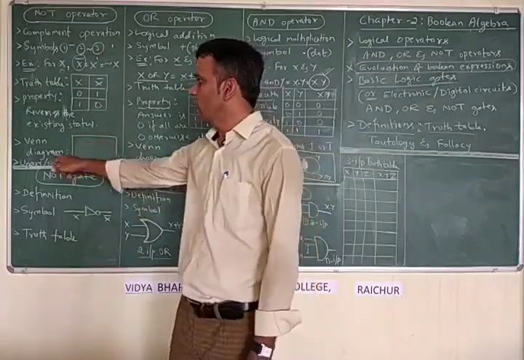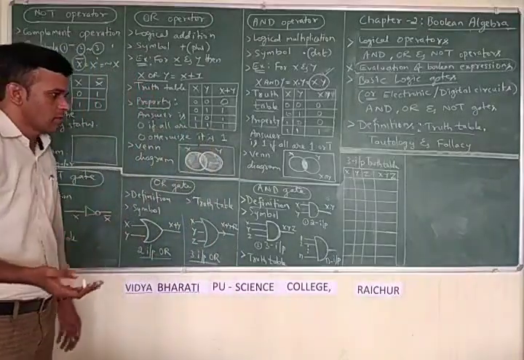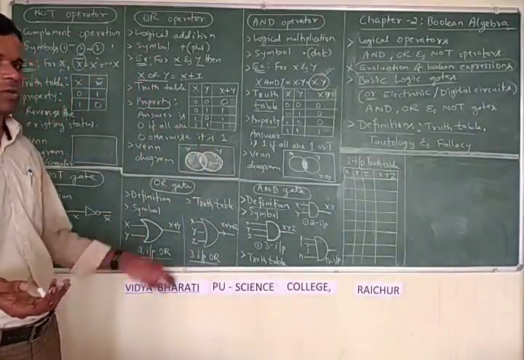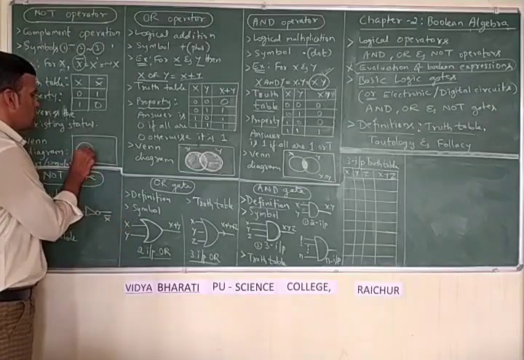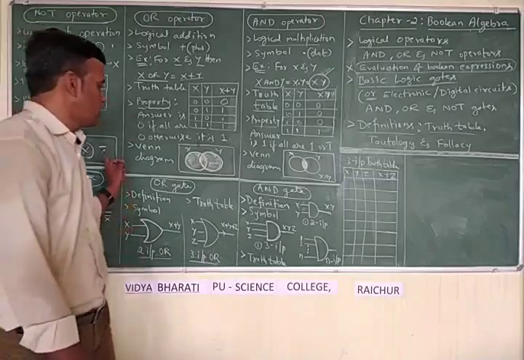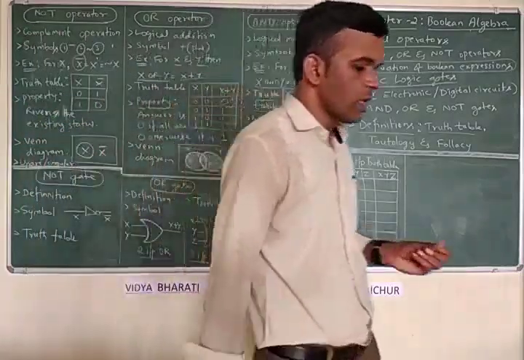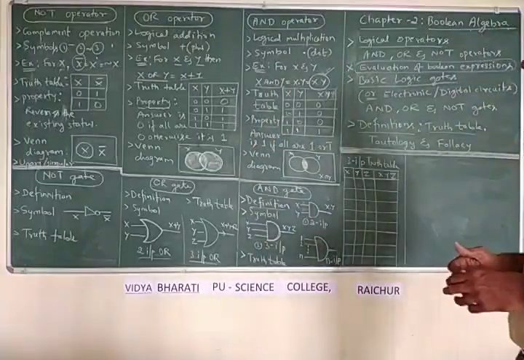So what about the Venn diagram now? The Venn diagram is similar. It is our negation operation, or the complement of a set. If x is a set, then x bar is the region outside of the circle. So that is the Venn diagram for the NOT operation, or the NOT operator.